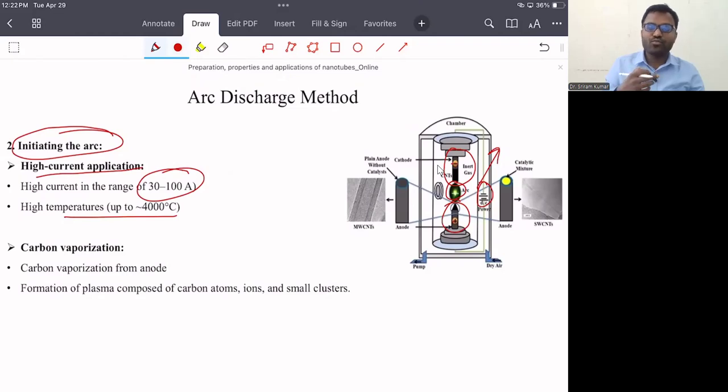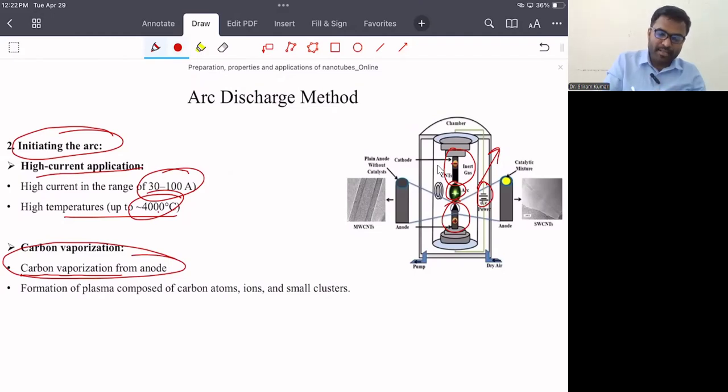Now let's understand what the plasma does inside the chamber. At this high temperature, a carbon vaporization process happens from the anode, and we get plasma that consists of carbon atoms, ions, and small clusters.